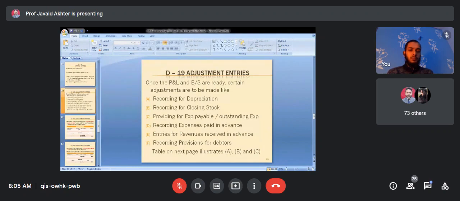So let us talk about what those adjustment entries are, which are available on your screen. You read the screen, you will find that once the profit loss account and the balance sheet are ready, certain adjustments are to be made, for example, regarding depreciation.